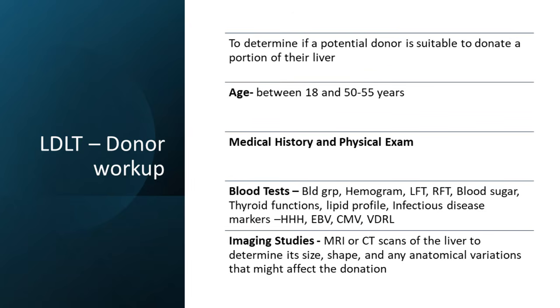The 50 to 55 depends on the surgeon, what they prefer. You're going to take a detailed medical history and examination. What is important is that hypertension is one where you can take the patient. But a diabetic, you would want him not to be taken up for the donor transplant.